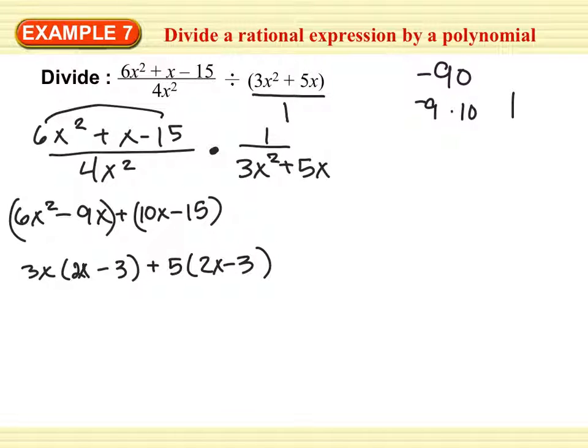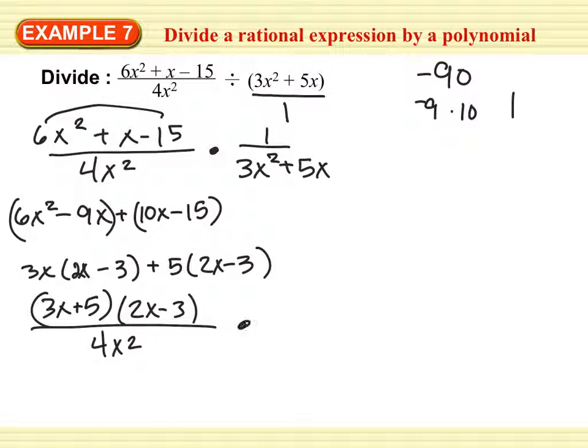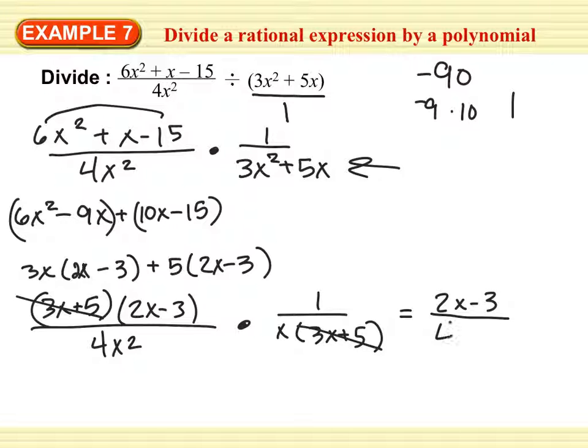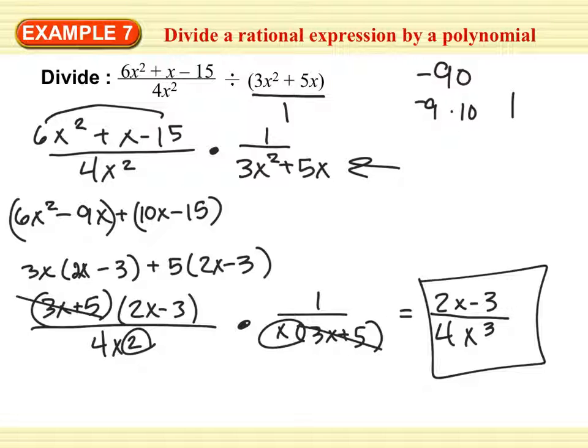So 3x plus 5, 2x minus 3 over 4x squared times 1 over, I'm over here now. I can factor out an x, 3x plus 5. Okay, looks like I can cancel that and that, and that's all. Multiply across the top, 2x minus 3, across the bottom, 4x cubed, because I have a squared and a first power. So collect your like terms, and there is my answer. I'm going to check my answer, and we got it. Good job.